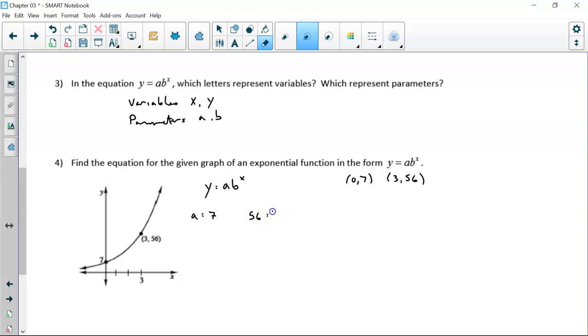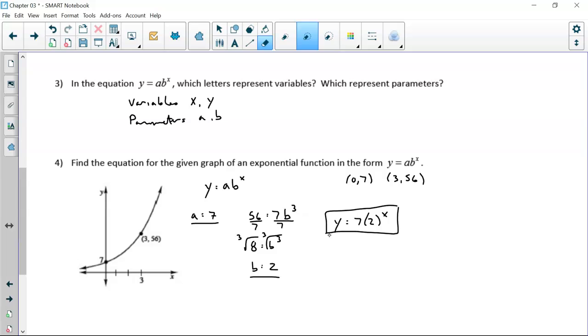56 equals a, which is 7, times b to the x, which is 3. I can divide both sides by 7. 56 divided by 7 is 8, and that equals b to the third. And then we can take the cube root of both sides. So b equals, and the cube root of 8 is 2. We've got our parameters. So y equals 7 times 2 to the x. There is our exponential function.